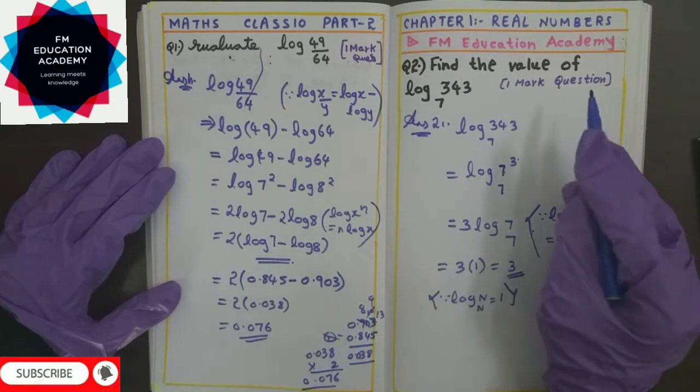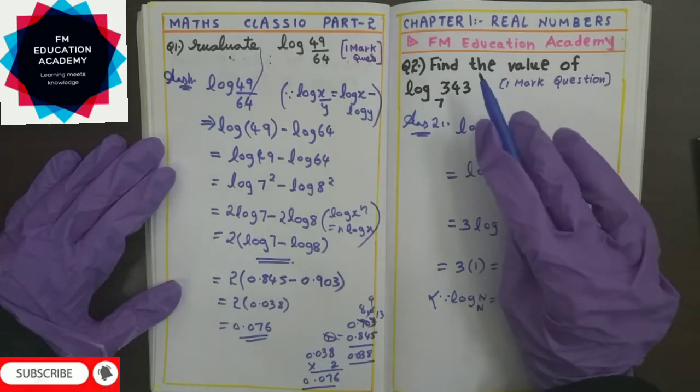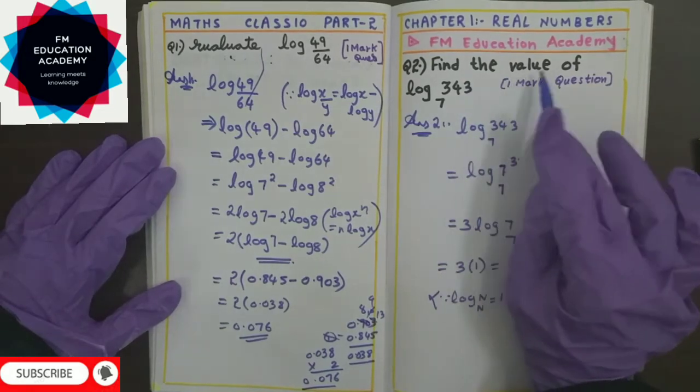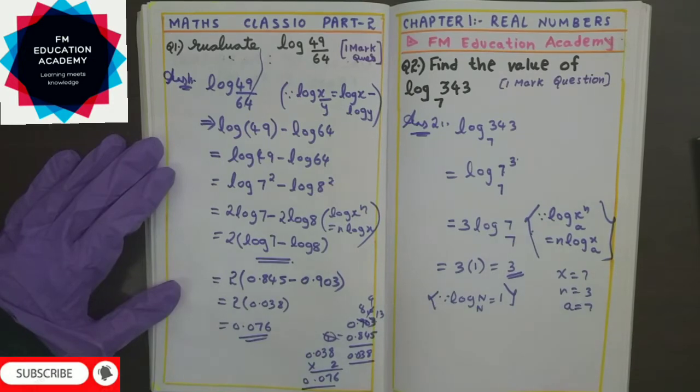This was asked in the previous batch exam. Okay. So here if you observe, find the value of log 343 to the base 7. The value we got is 3. This is how you have to solve these sums. Now let us move to the next question.